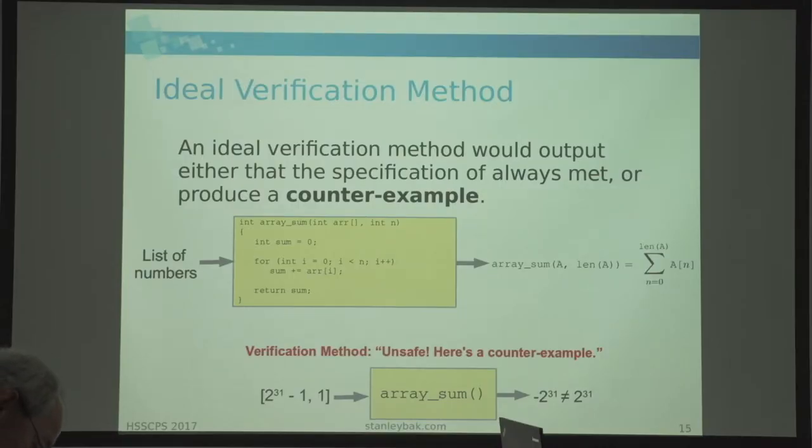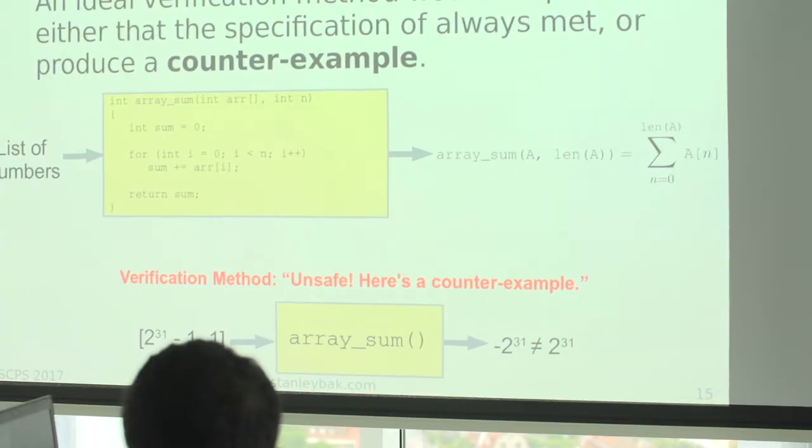Ideally, if you have a verification method, it wouldn't just tell you the system is safe or not. It would also produce counterexamples. For various reasons, in hybrid systems reachability tools, you don't always get counterexamples. You'll just get these yes-no answers. For this function, a counterexample might be that it doesn't check for overflow. If you give it very large numbers, you might get an output that doesn't match the mathematical description. That could be a counterexample.